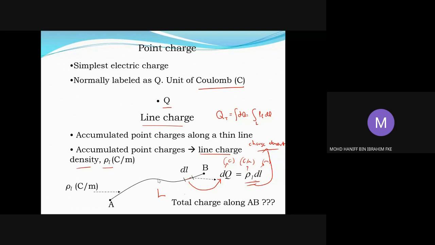Okay, I hope it's clear on these the first two type of electric charge structure, point charge and the line charge. So allow me to go back to Google Meet, because there are students that wish to come into the class.